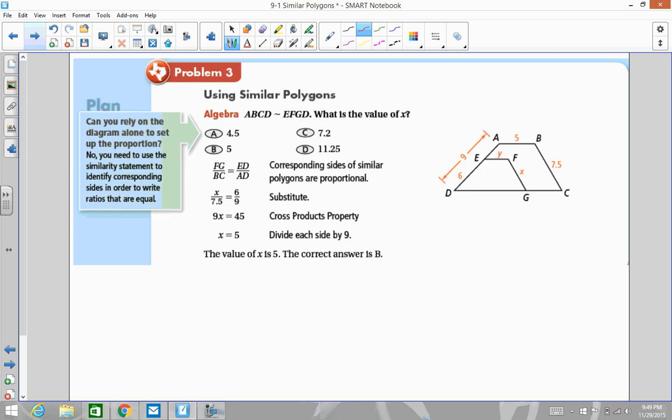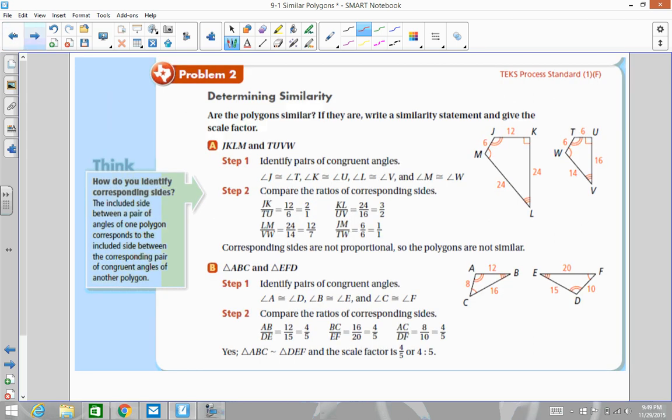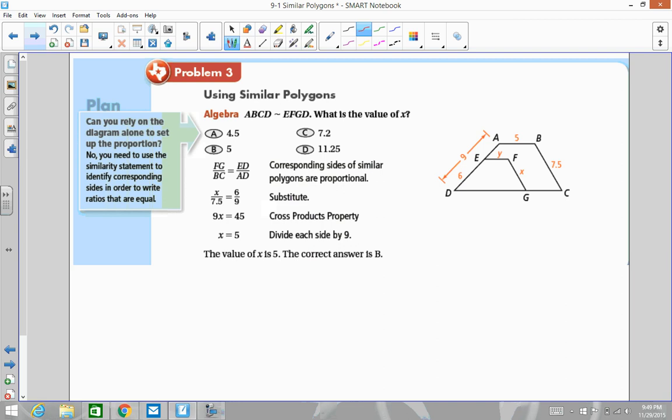All right, so let's look at this next question. It says, using these figures are similar, what is the value of x? So if we take a look at the values here, we have two trapezoids, and so we have FG, which is this side right here, over BC. And we also have that this side of the trapezoid is 6 and the other one is 9. And so we can set up this ratio here. So x over 7.5 and 6 over 9.